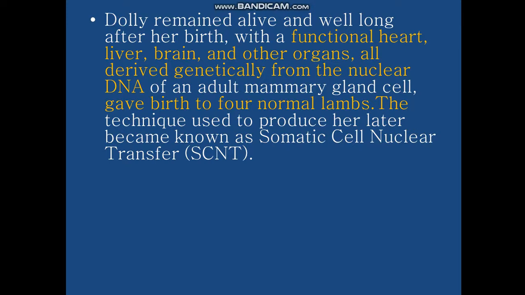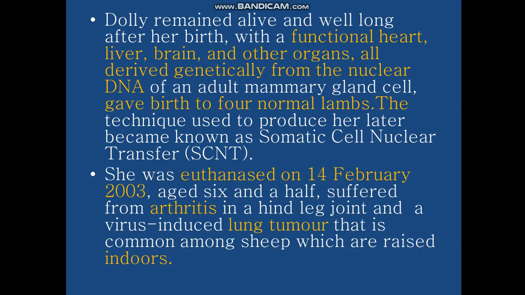The technique used to form her later became known as somatic cell nuclear transfer, which we have discussed. She was euthanized on 14th February 2003. Euthanasia, mercy killing, by veterinary doctors. Why? Generally sheep can live for 12 to 13 years, but she was euthanized at the age of 6.5 because she suffered from arthritis in the hind leg joint and a virus-induced lung tumor, which is a common disease among sheep raised indoors. Dolly was very much pampered and always remained inside only, so that was a big loss, because she could not live for a longer duration of time.